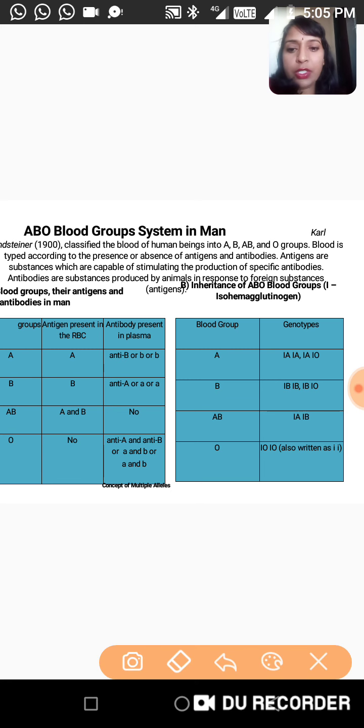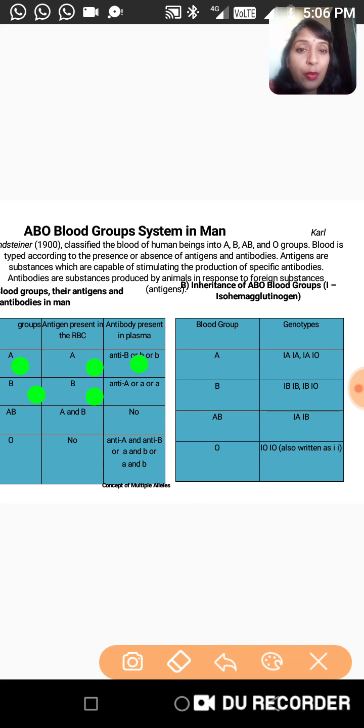Let me take the brush. Here I have given two tables showing the blood groups, their antigens and antibodies in humans. See, if blood group A is there, then on the RBCs of such a person there will be antigen A, but the blood of such a person never carries antibody A. It always carries the other type of antibody, that is antibody B. So if there is blood group B, then there will be antigen B.